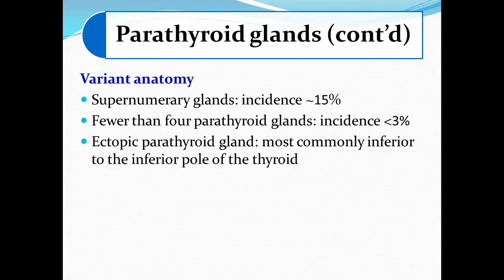Parathyroid glands can also have some variations. The first one is the supernumerary glands. So they can be more than 4, and the incidence of this variation is about 15%. They can be fewer than 4 in less than 3% of the population. And ectopic parathyroid glands can also occur. It's most commonly inferior to the inferior pole of the thyroid.